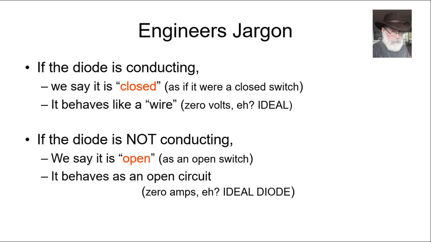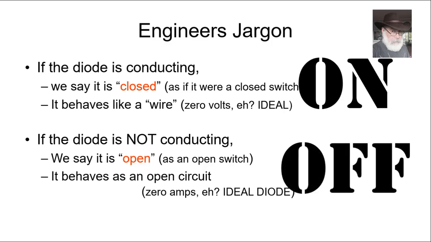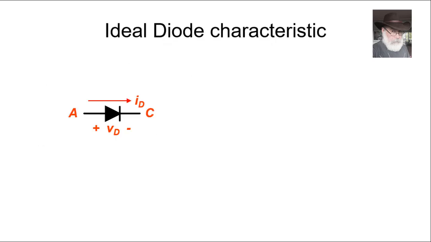It's an ideal diode. An alternative way of describing the state of the diode is saying the diode is on when it's conducting, or the diode is off when it's not conducting, or even saying the diode is in state 1 when it's conducting, or 0 when it's not, or vice versa, depending on the convention you are using. That's the point.